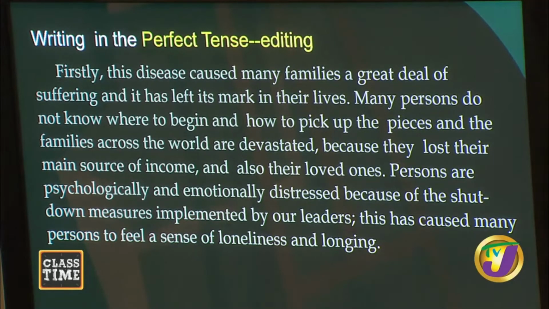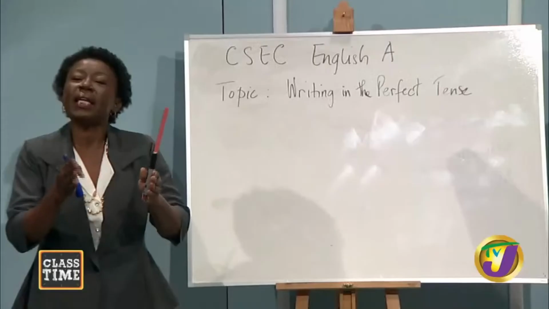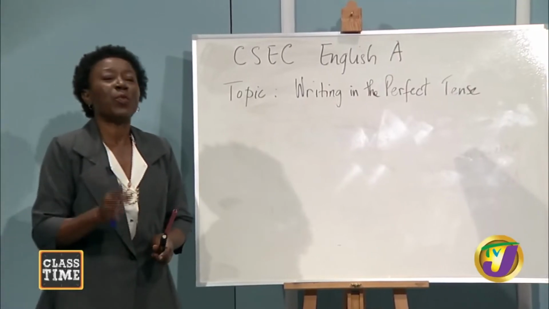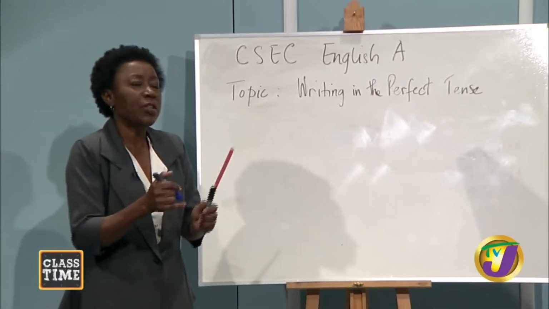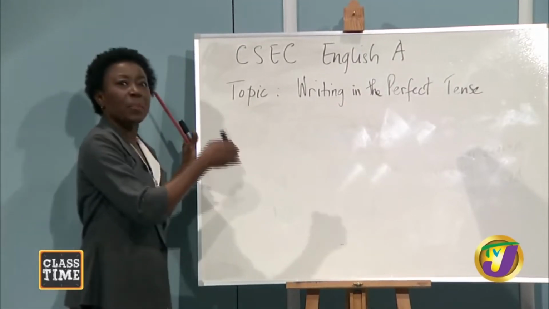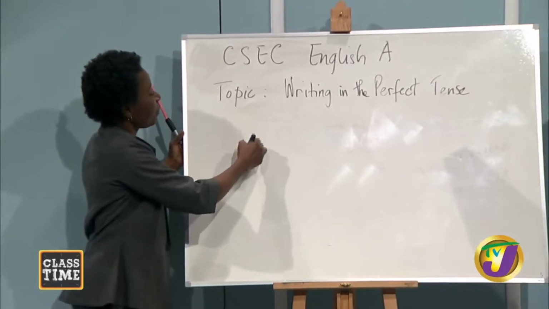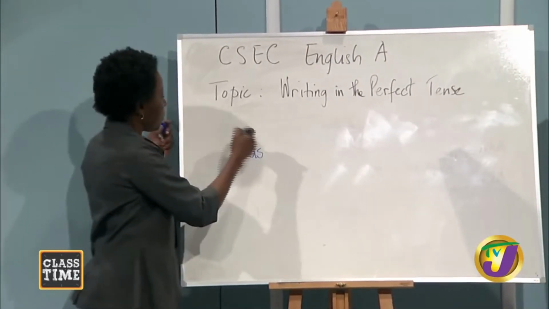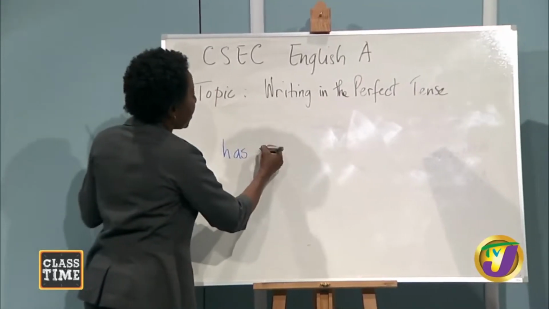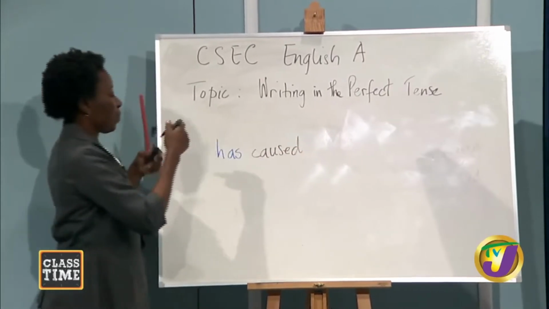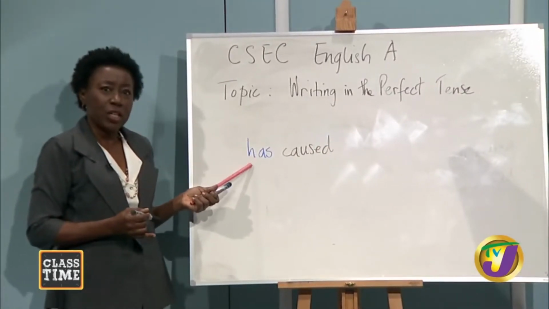So, do you see the first sentence can be improved? Where's the first verb? Caused. If you say this disease caused many families a great deal of suffering, it is sounding as if it happened and it stopped. But that's not what happened. It's still going on. So we need to switch now to the present time. Insert the present time into it. So this disease has caused. So we're going to put has and edit it to say caused, because the effect is still on.